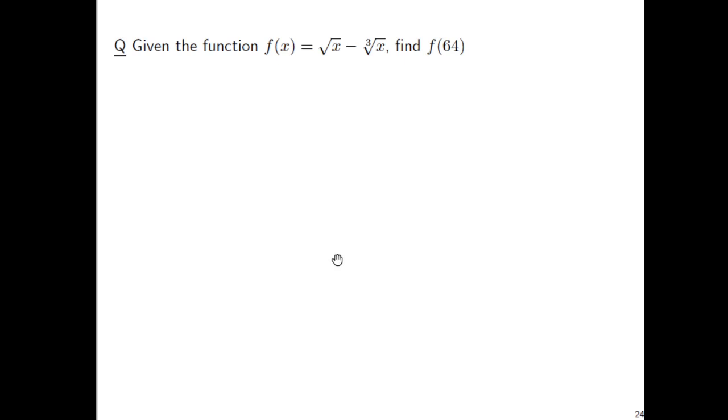So given the function f of x equals root x minus cube root of x, find f of 64. Again, there's 3 x's, there's an x on the left, there's 2 x's on the right. Just replace all of them with 64 as one line down. So f of 64 equals root 64 minus cube root of 64. The square root of 64 is 8. The cube root of 64 is 4. And so 8 minus 4 is going to simplify to 4.